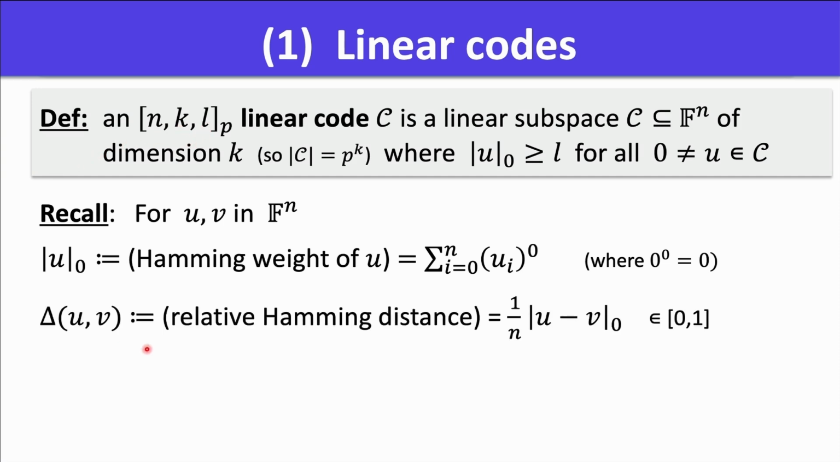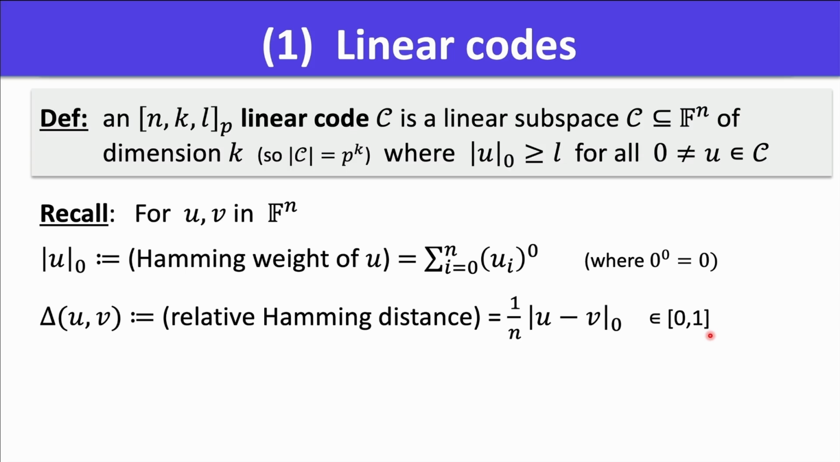Now it turns out it's more convenient to talk about the relative Hamming distance between vectors. We'll say the relative Hamming distance between u and v is the Hamming weight of u minus v, which basically counts the number of coordinates where u and v differ from one another. And we normalize that by the length of the code, so we divide by n, so we get a number between 0 and 1.